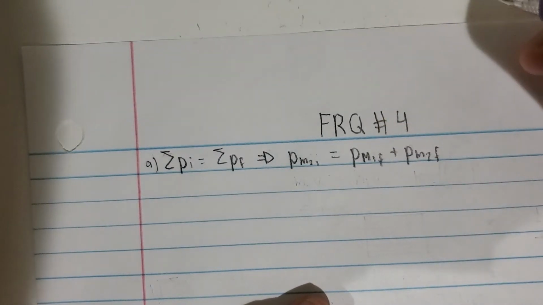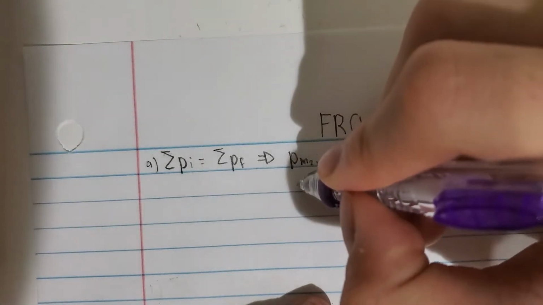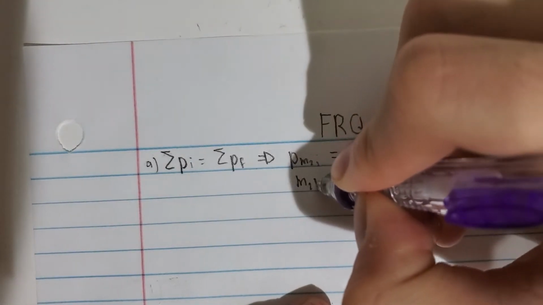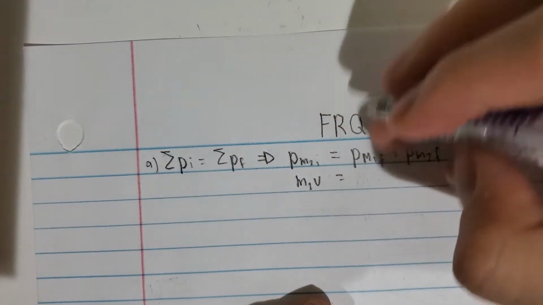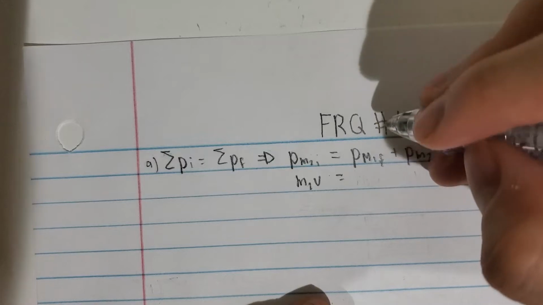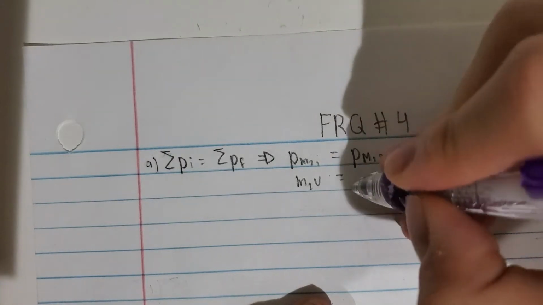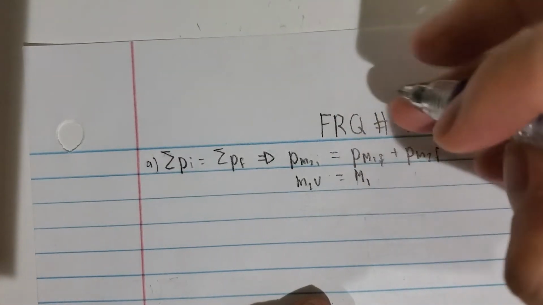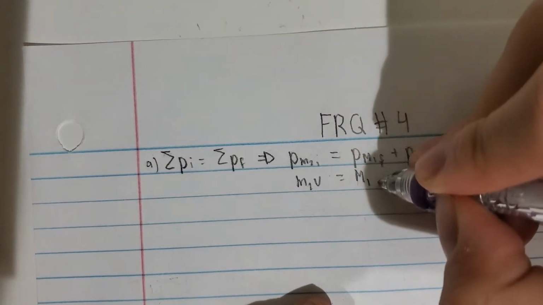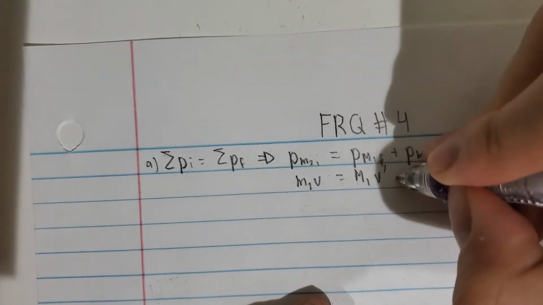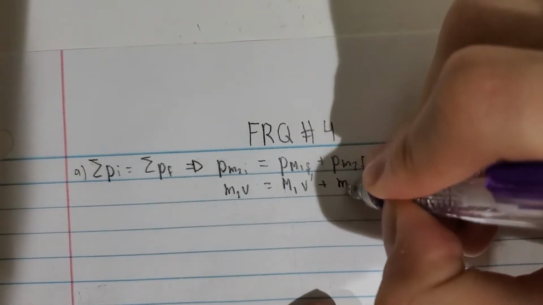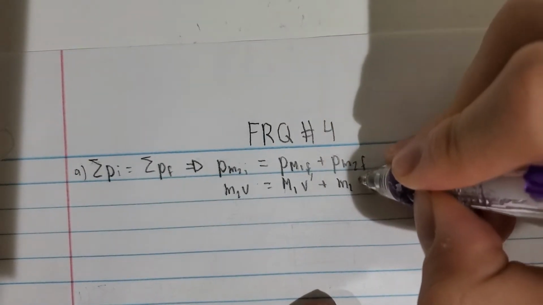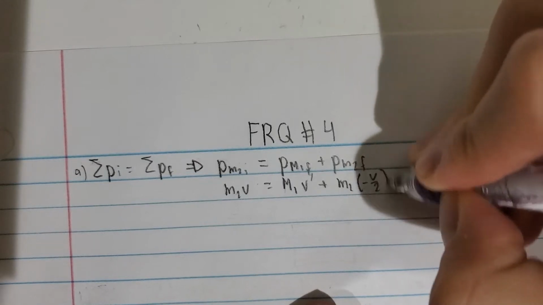Okay, so the linear momentum of m2 initial is equal to m2 times the initial velocity, which is just v. The linear momentum of m1 final is equal to m1 times its final velocity, which is v prime. The linear momentum of m2 final is m2 times its final velocity, which is negative v over 2.